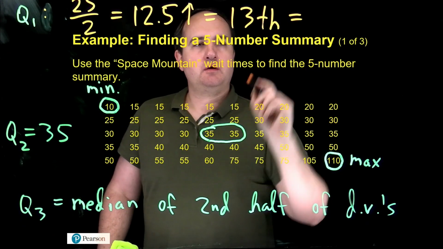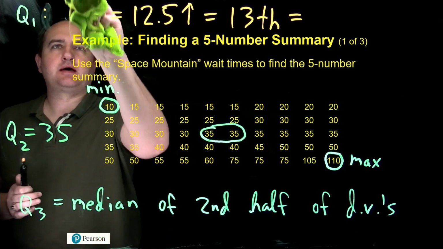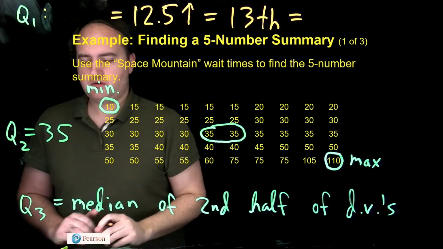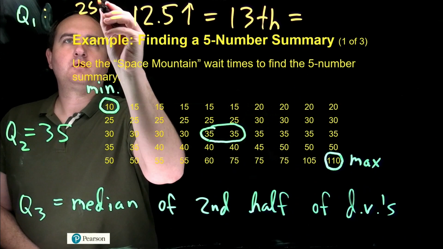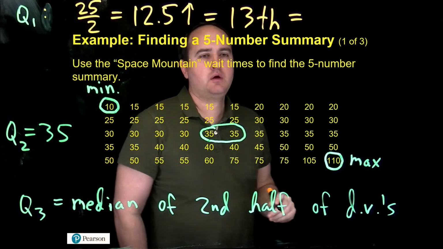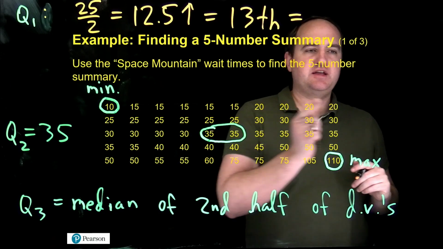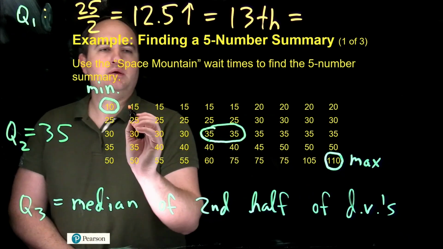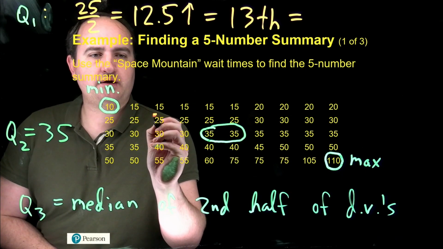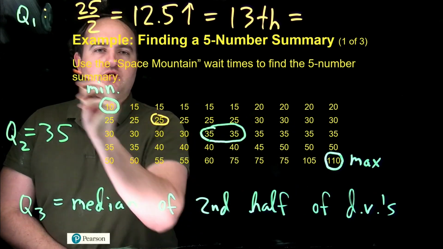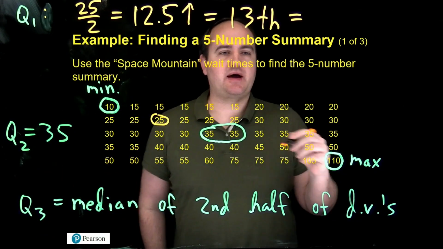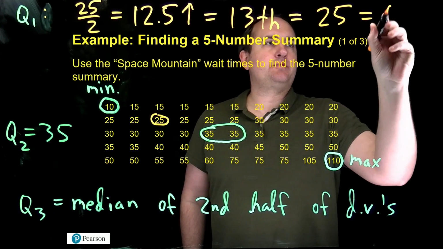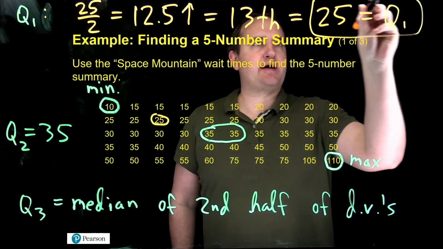Okay. And then here, the 13th data value, as we already calculated earlier, well, here are 10 data values, 11, 12, 13. So this 13th data value is going to give us Q1, which is the same as P25. So here that happens to be 25. Okay, so Q1 equals 25.